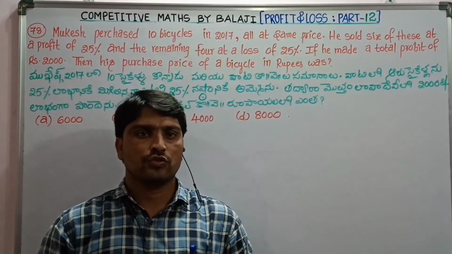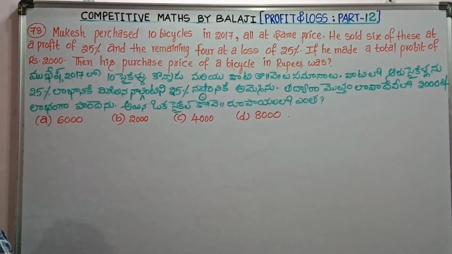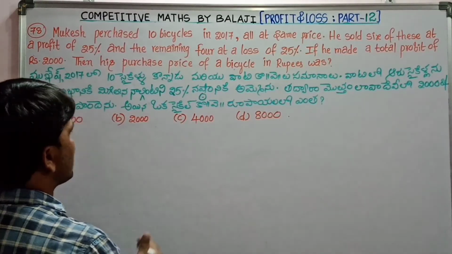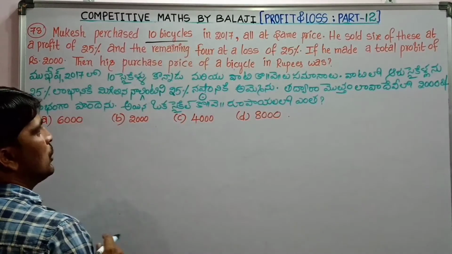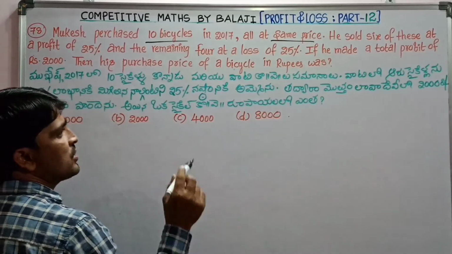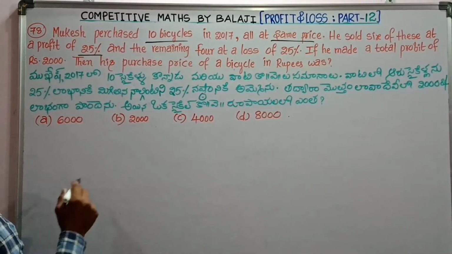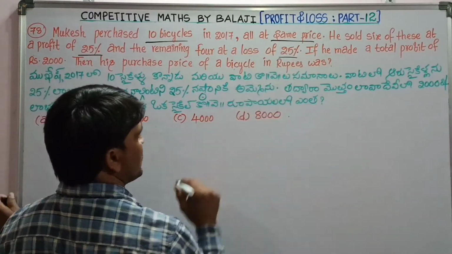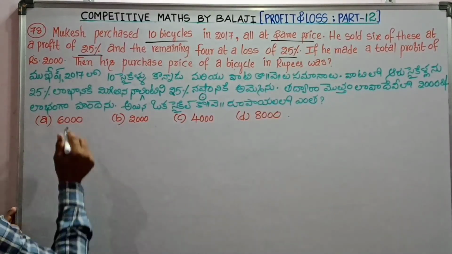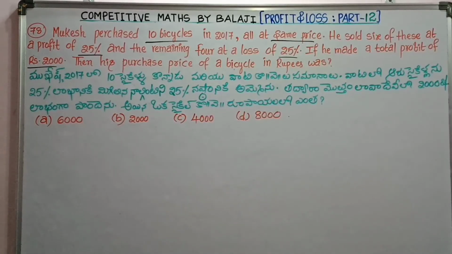Next and last question of this class, as well as next pattern question. 78. Mukesh purchased 10 bicycles in 2017, all at the same price. He sold 6 of these at a profit of 25% and the remaining 4 at a loss of 25%. If he made a total profit of 2000 rupees, then his purchase price of a bicycle in rupees was.